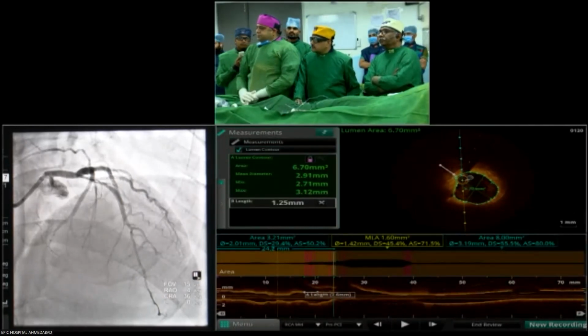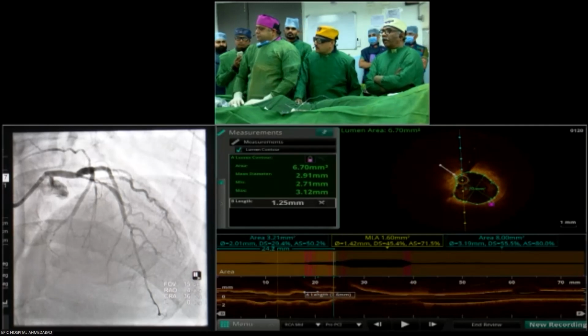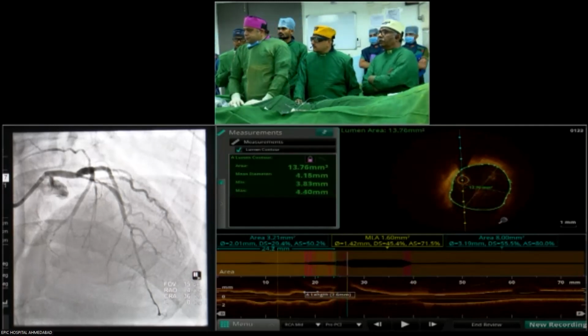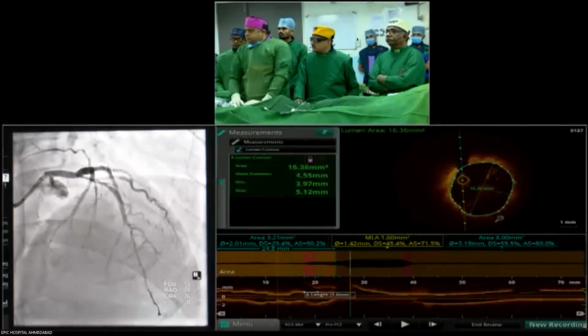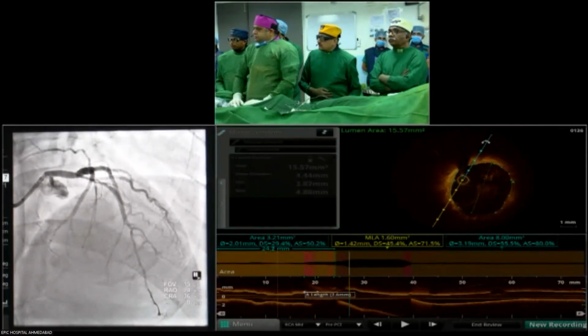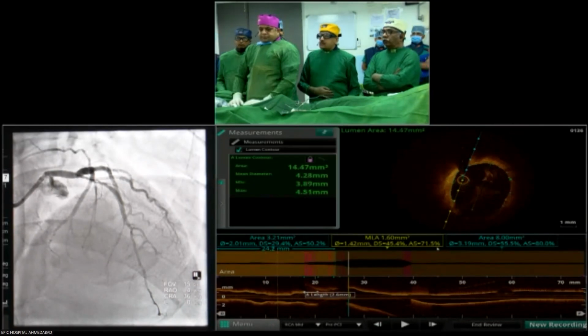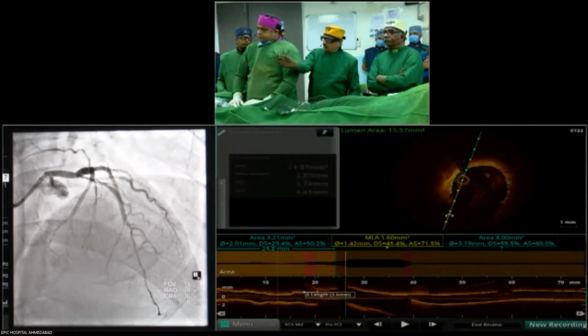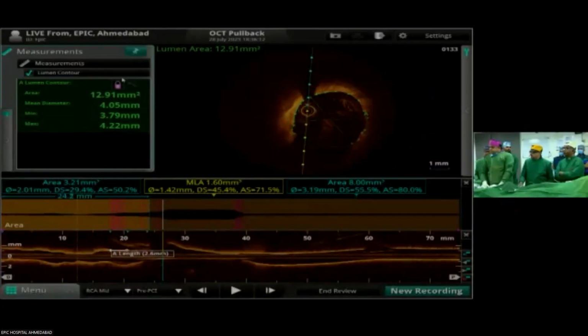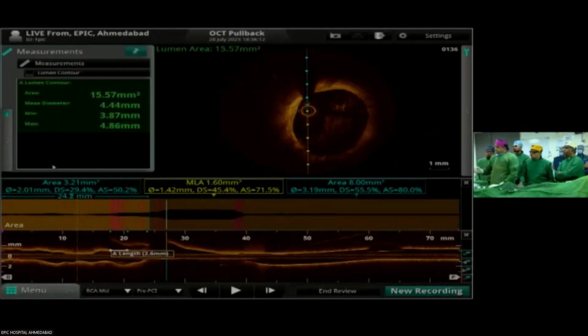What about the distal left main? Let us see that. Show the distal left main. Here you go. Distal left main absolutely clean. And what about the circumflex? Circumflex bifurcation looks okay. Yes, show the circumflex. In the bifurcation mode, if you can see, can you make it the bifurcation? Circumflex.